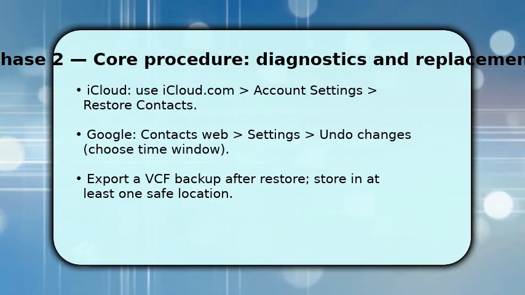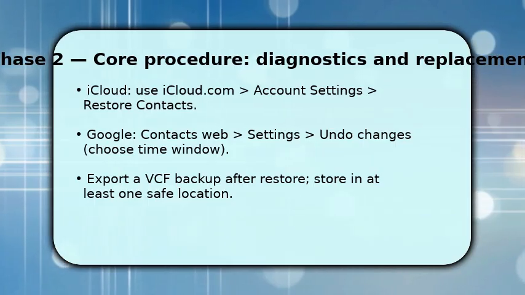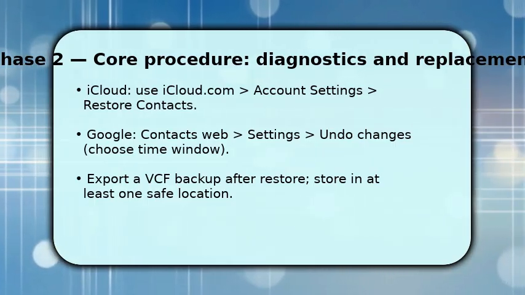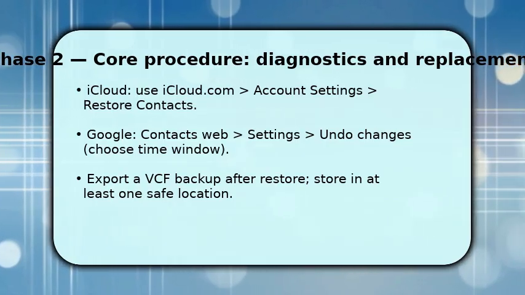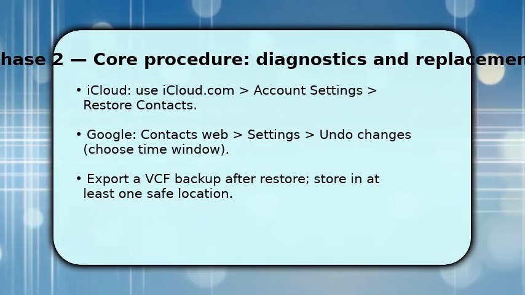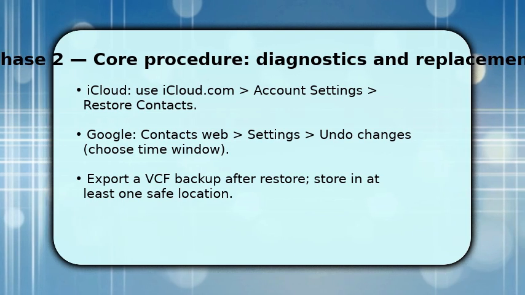Confirm Restore and then force a sync on your phone. Open Contacts Sync Settings and tap Sync Now. After contacts reappear, export a VCF file as an offline backup. This prevents repeat loss and gives you a fallback if sync fails.